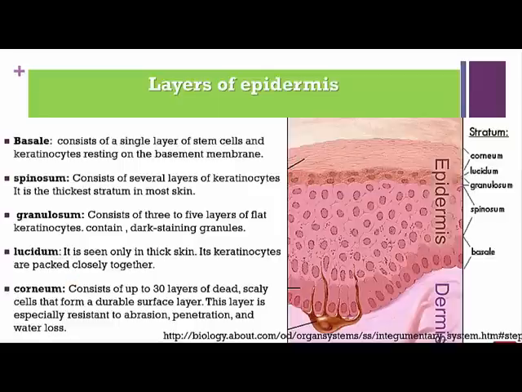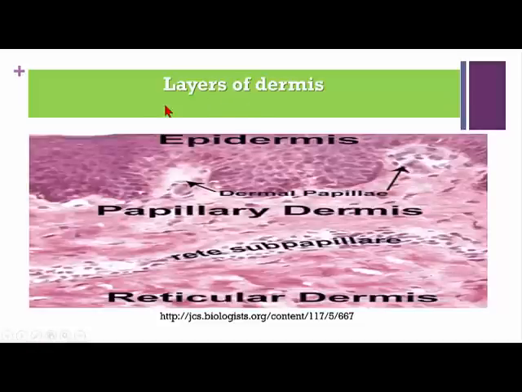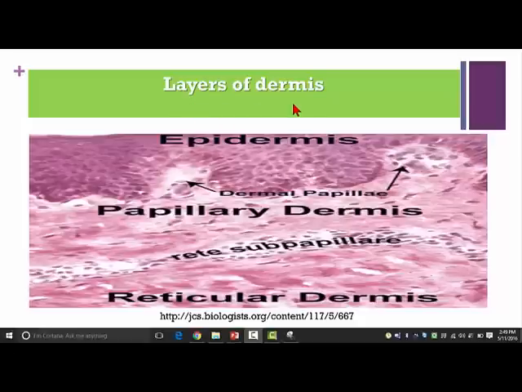Now we are going to see the layers of the dermis. There are two layers of dermis, the papillary dermis and the reticular dermis. The papillary dermis is rich in small blood vessels. It has loose areolar connective tissue, and especially we can see it in the palms, fingers, soles and toes, influencing some papillary projections into the epidermis.